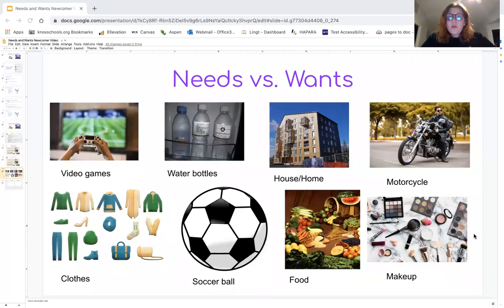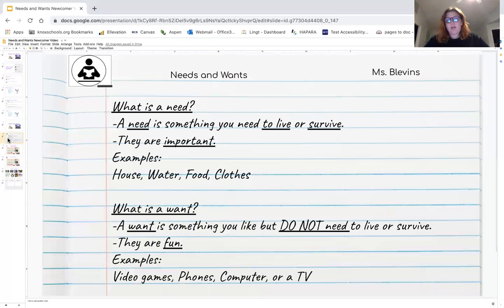Okay, so now that we've identified all of our pictures, now we are going to separate and talk about which ones are needs and which ones are wants. Let's look at our notes one more time. Let's look at our piece of paper. Our needs are something we need to live or survive. They are important. Our wants are things that we like, but we do not need them to survive. They are fun.